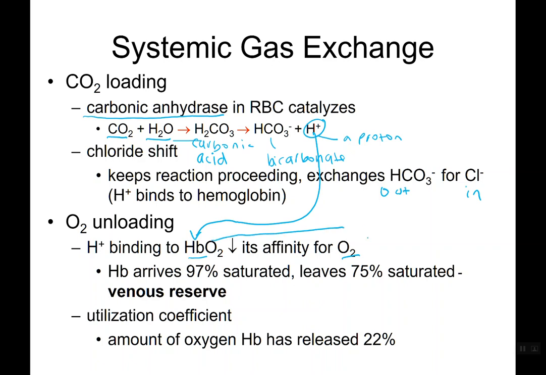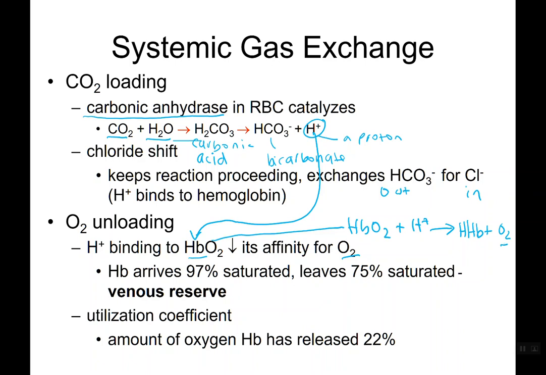So the real reaction looks like this. And remember, we have to do accounting on both sides to make sure all things are equal, because that's how chemistry works. So we have HB plus O2. There you go. So now we have freed up O2 that can diffuse into the tissues.